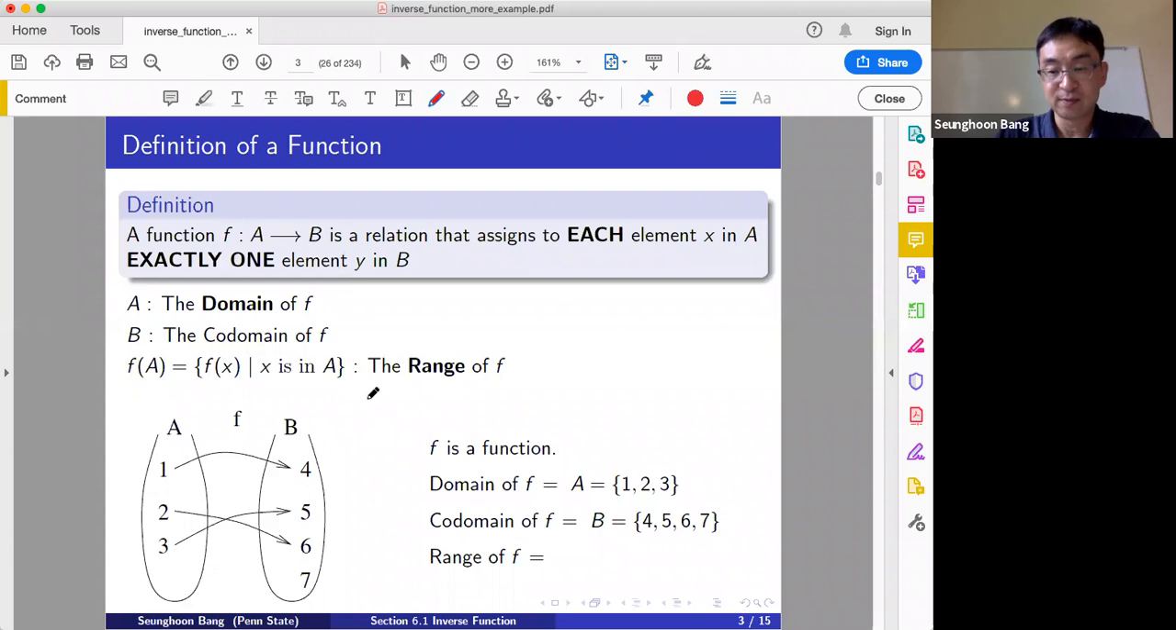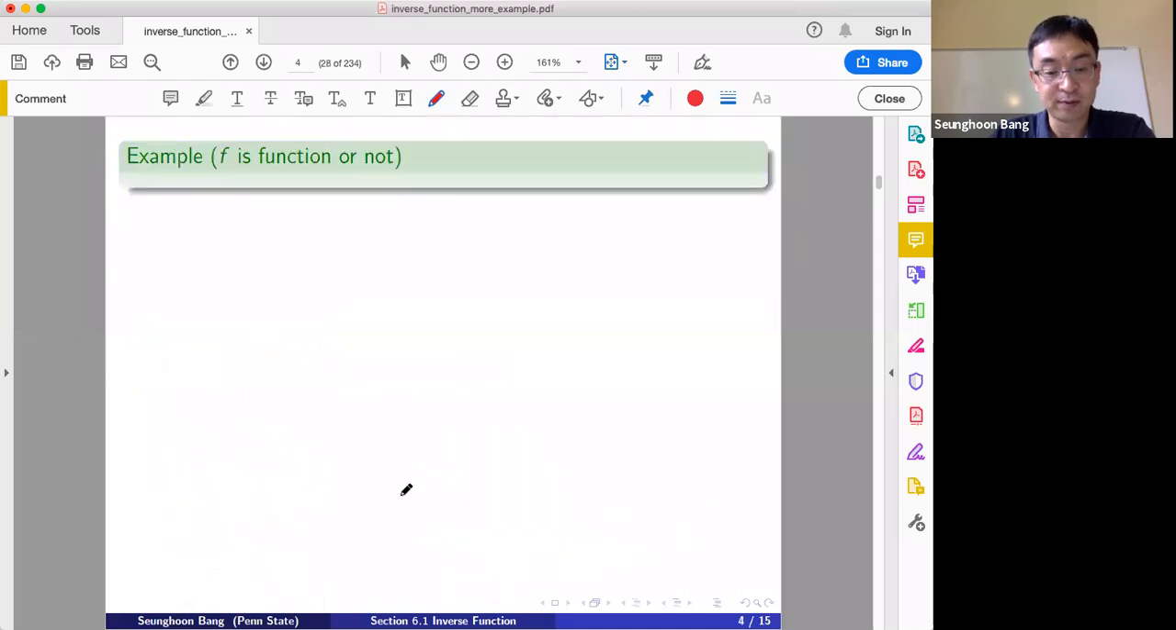What's the range? Could you write your answer on the chatting board? What is the range of f? Is it 4 through 6? Yes. These are the assigned numbers: 4, 5, 6. That is the range of f.